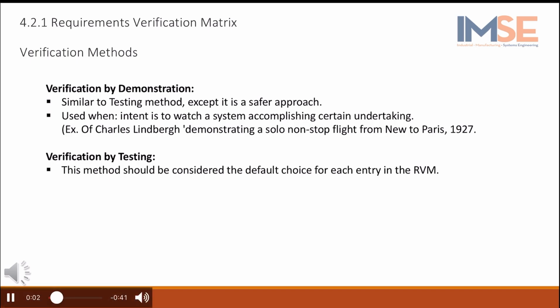The next method is verification by demonstration. It is similar to the testing method, except it is a safer approach. It's used when the intent is to watch a system accomplishing a certain undertaking. The best example given in the book is Charles Lindbergh demonstrating a solo non-stop flight from New York to Paris in 1927. The next method is verification by testing, and this method should be considered the default choice for each entry in the verification matrix.